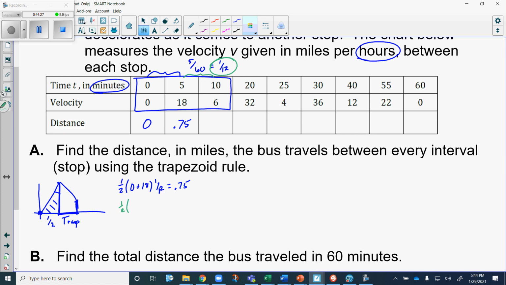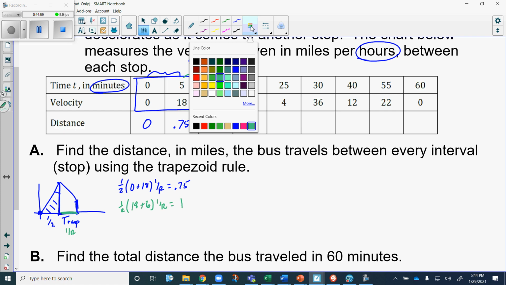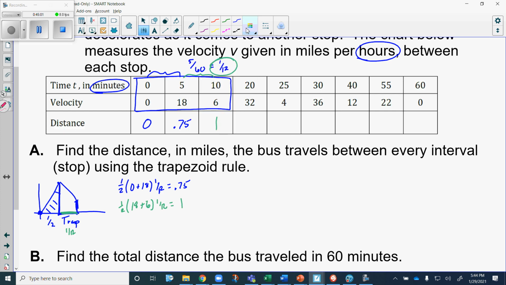So I have one base that's 18, and I have one base that was 6, and the height here is still 1/12 because we only went 5 minutes again, so that's 1/12 of an hour. And so 1/24 of 24 is just 1. So we traveled 1 mile there. So we went from 3/4 of a mile to 1 mile, and I'll do one more for you and then have you guys try and finish off the rest and just see how you do.